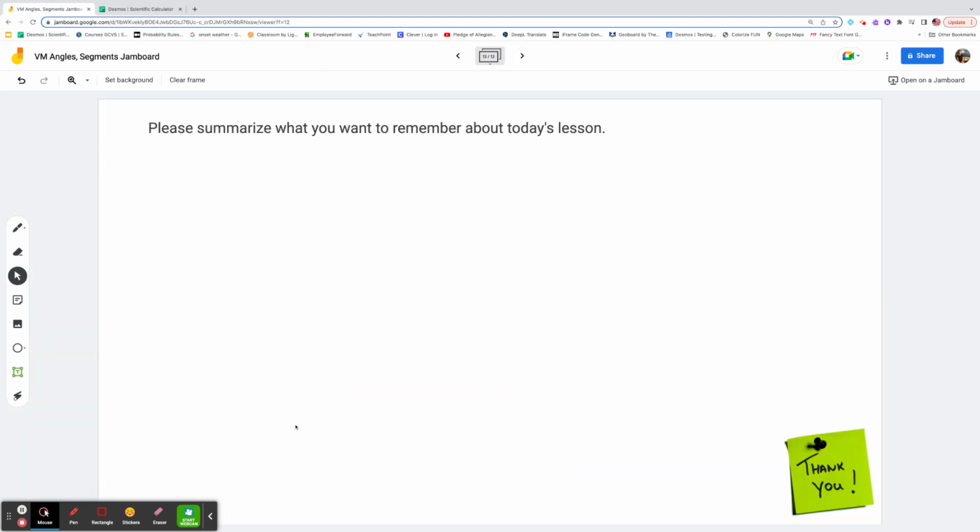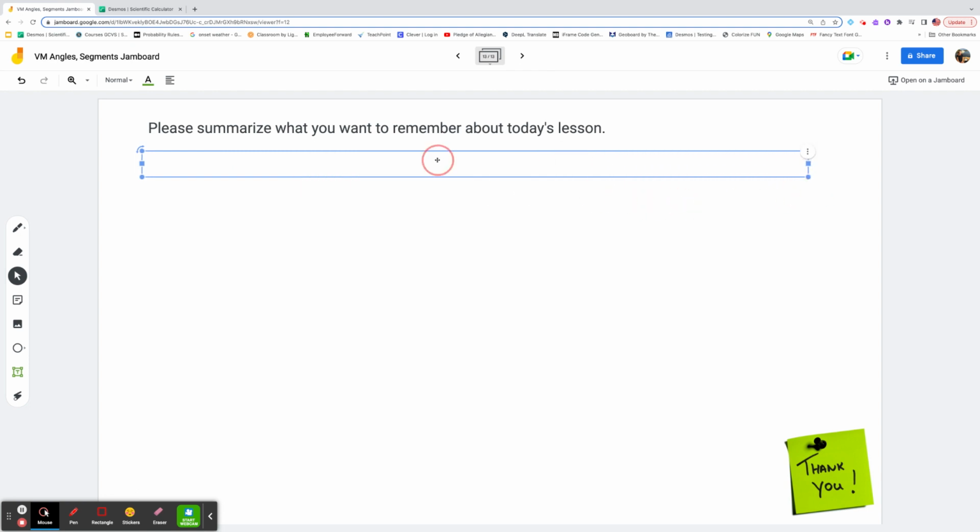And last frame, write down what you want to remember about both parts of the lesson, the angle addition and the segment addition postulate. You can grab a text box. You can draw pictures about what you want to remember. You can start typing there.